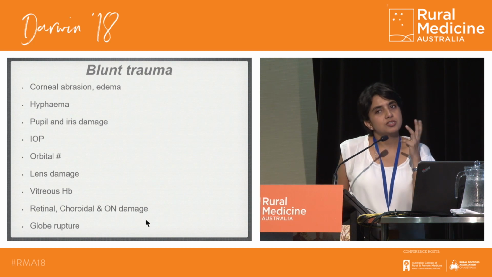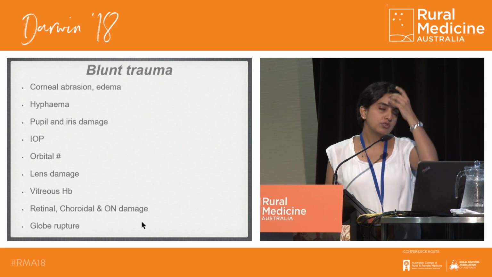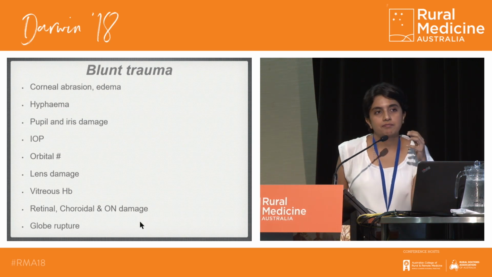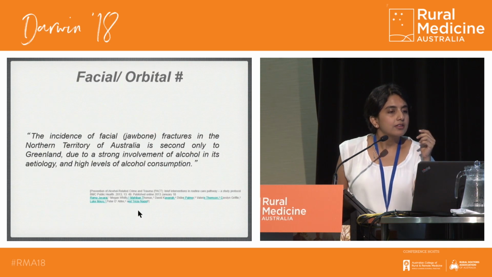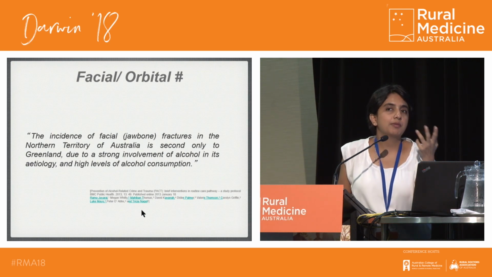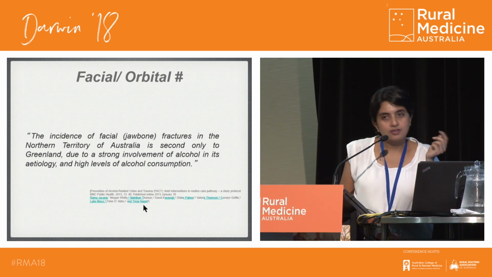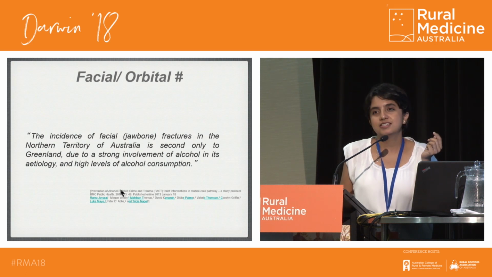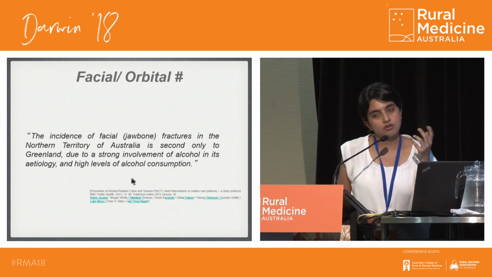Blunt trauma forms a majority of eye presentations from trauma. It's a force injury, and it can cause damage to multiple layers in the eye, as you can see here. The most common injury from a blunt trauma is a facial fracture, and this was published by our Max Fax colleagues from the hospital, and unfortunately in the Northern Territory we share the non-prestigious second place of facial fractures in the world, second next to Greenland, and alcohol consumption is a major contributing factor to that.